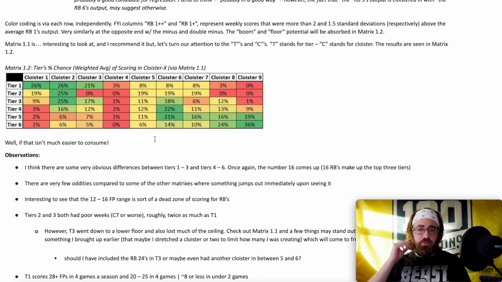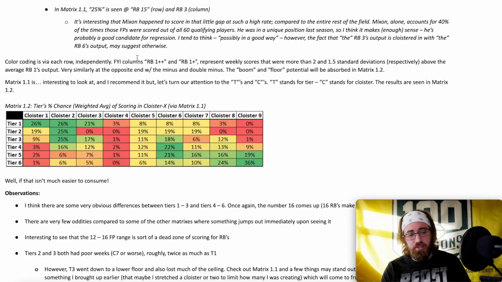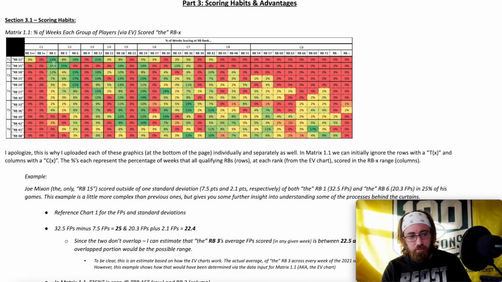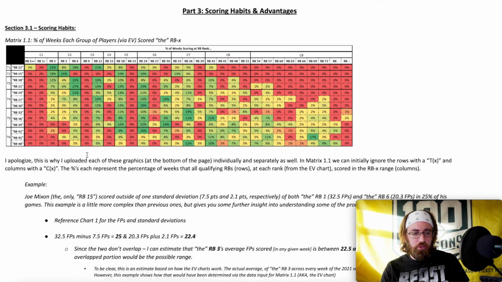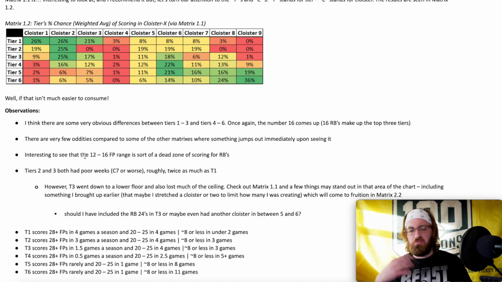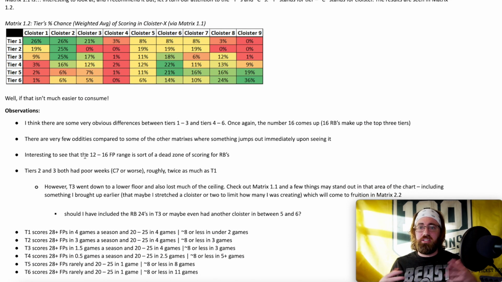It is interesting if you want to take a closer look specifically at players, if you were to be analyzing players for next season based on data from last season. You can go look at the scoring habits of any player who averaged within the RB15 up here and see how they compare to some other player in a different equalized value. They're not cloisters, they're not tiers, but just a range of expected outcomes.